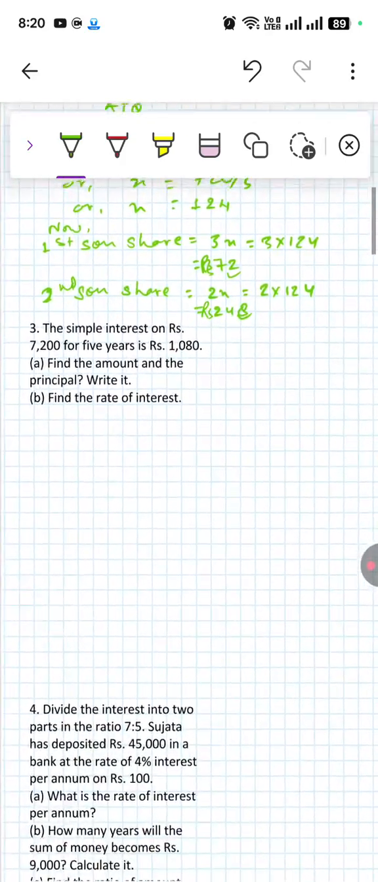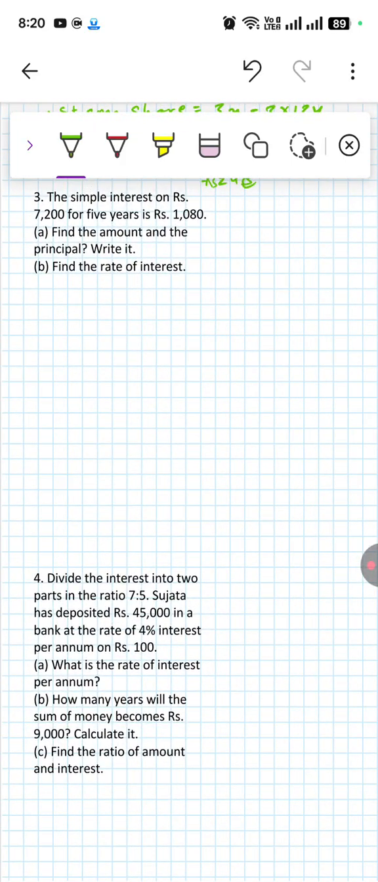Let us go to the third question. In the third question, we have the simple interest on rupees. The simple interest is always charged on principal. So over here, let me write, the principal is rupees 7,200 for 5 years. The time is given already in years, no need of conversion. So simple interest on this principal for 5 years is rupees 1080.